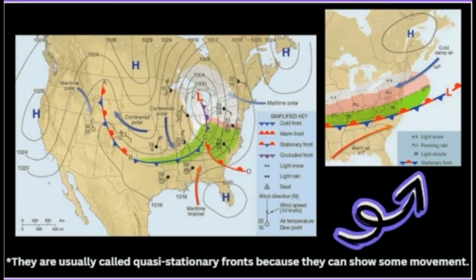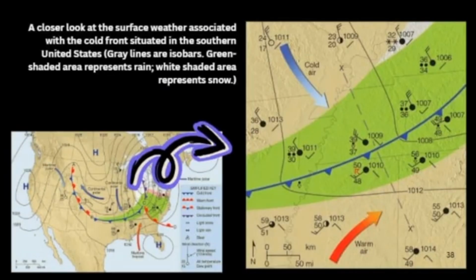As you can see in the illustration, the cold front between points B and C on the surface weather map represents a zone where cold, dry, stable polar air is replacing warm, moist, conditionally unstable subtropical air. The front is drawn as a solid blue line with triangles along the front showing its direction of movement. Now a closer look at the surface weather associated with the cold front situated in the southern United States.